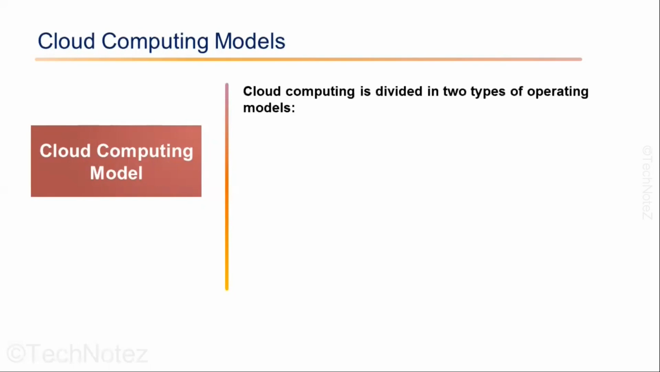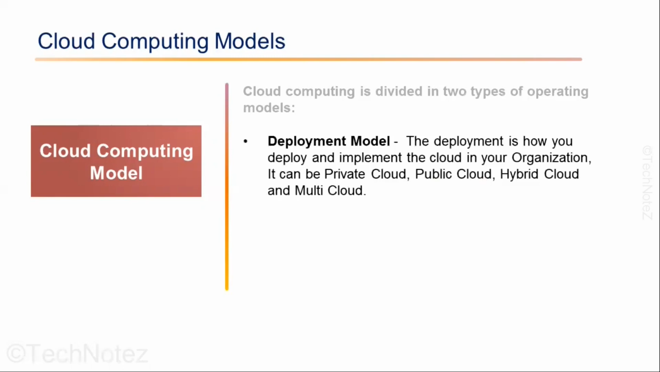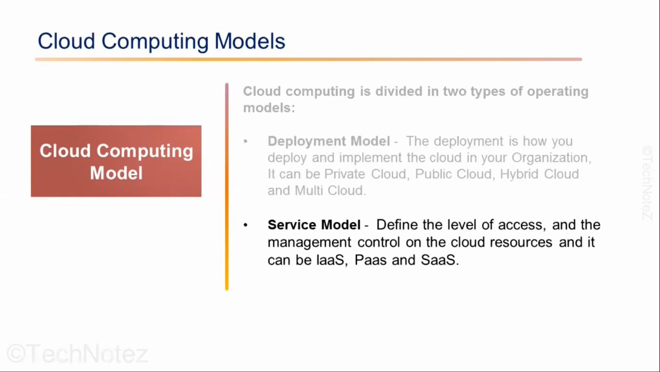Some want to use the applications created by cloud providers or third-party organizations. So based on type of deployment, flexibility, management, and control on the cloud, cloud computing is divided into two types of operating model: deployment model and service model. Deployment model is how you deploy and implement the cloud in your organization. It can be private cloud, public cloud, hybrid cloud, or multi-cloud. Service model defines the level of access and the management control on the cloud resources, and it can be infrastructure as a service, platform as a service, and software as a service. We will talk about both deployment model and service model in more detail in a moment.